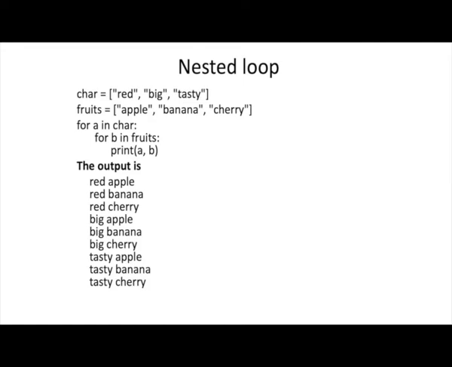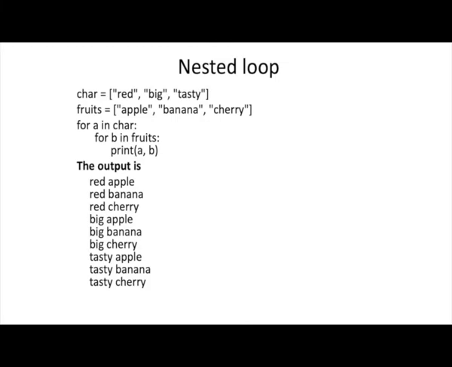Now, we write a nested for loop in which the outer for, with the iterator variable a, iterates through all the items in the list char. The inside for is nested inside the outer one. The iterator variable b iterates through all the items in the list fruits. Then we print a comma b, that is, for every characteristic, every item in the characteristics, we print all the names of the fruits.